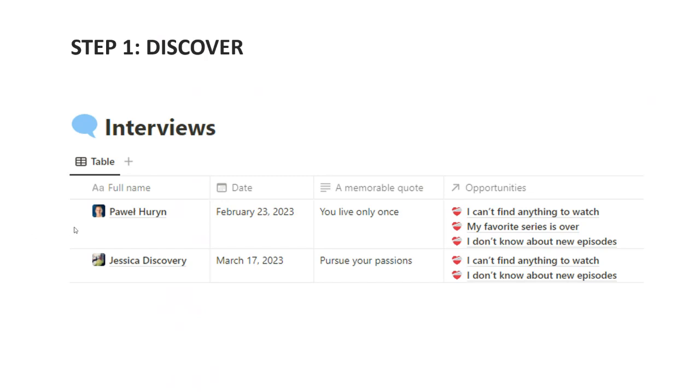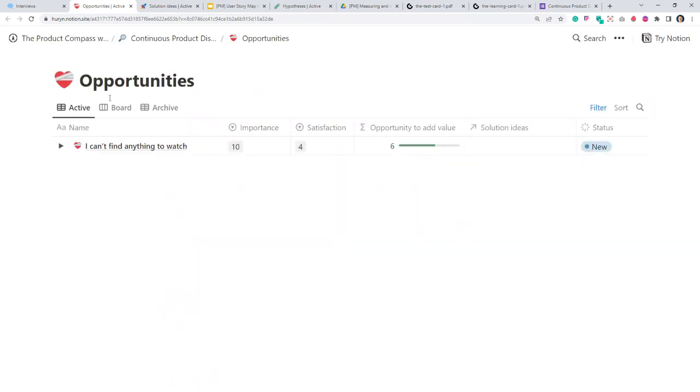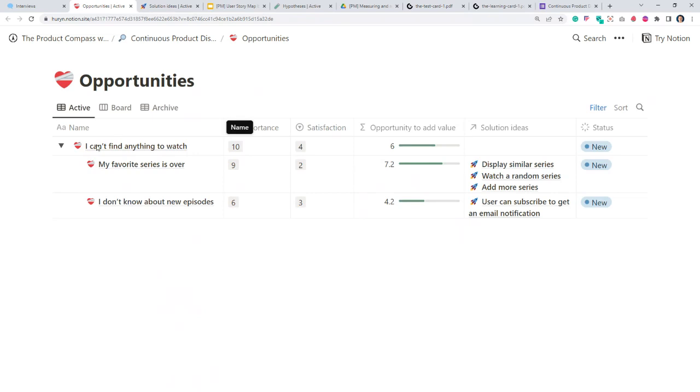Once we collect the information, like interviews, surveys, interviewing internal customers, internal employees, we can start defining the problem. And once again, let's go back to the Notion template. So I usually do it like this.